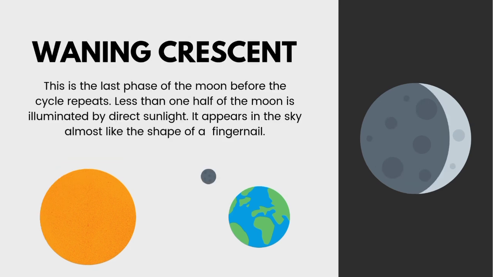Waning crescent. This is the last phase of the moon before the cycle repeats. Less than one half of the moon is illuminated by direct sunlight. It appears in the sky almost like the shape of a fingernail.